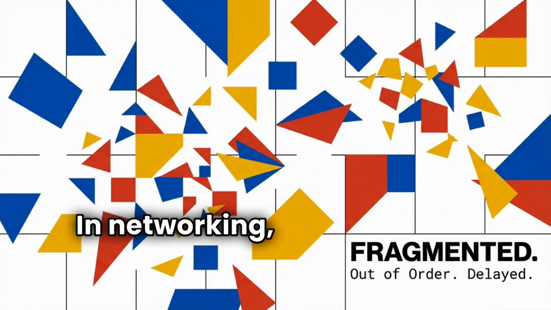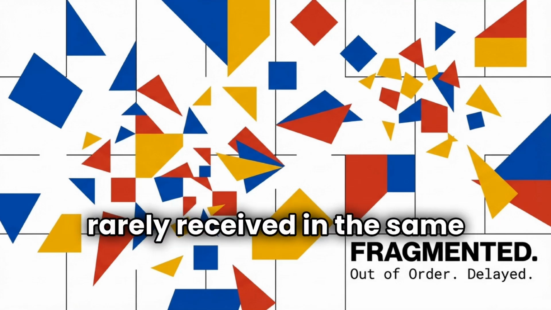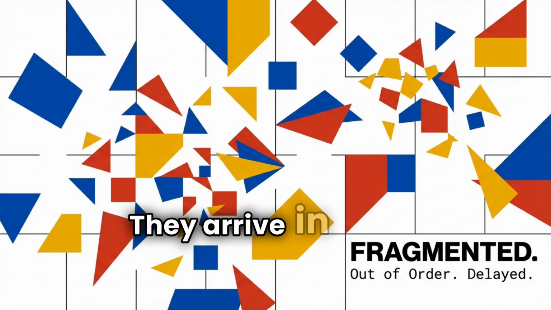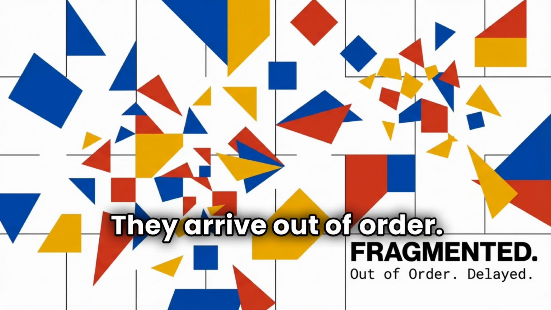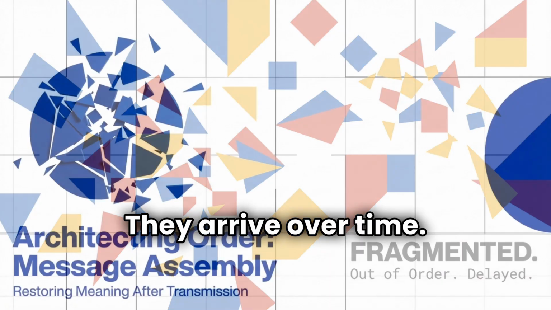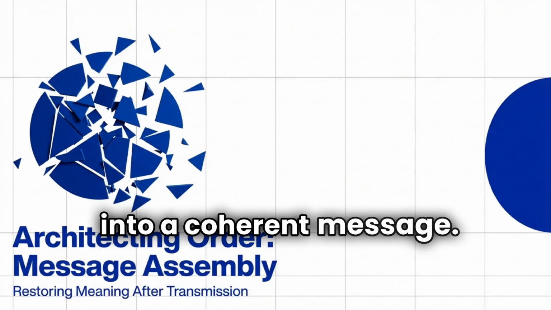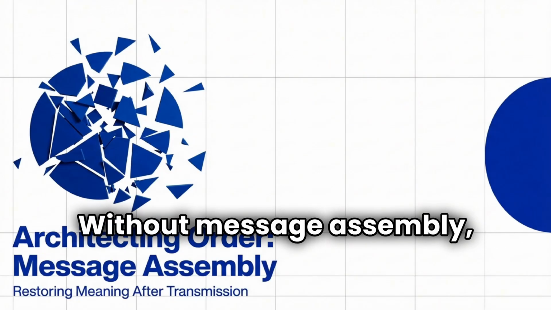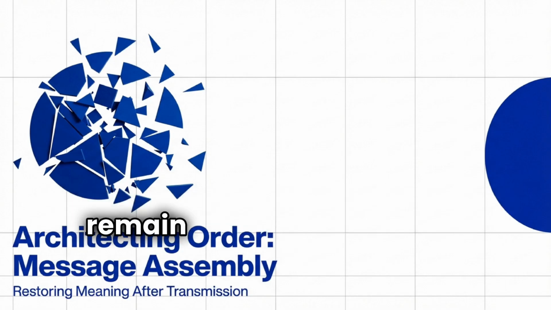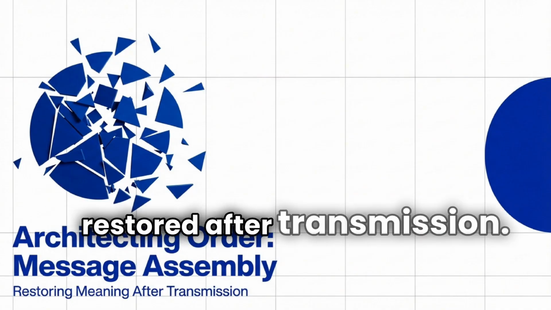In networking, messages are rarely received in the same form they were sent. They arrive in pieces. They arrive out of order. They arrive over time. Message assembly is the process that turns those pieces back into a coherent message. Without message assembly, fragmented communication would remain forever incomplete. Assembly is how meaning is restored after transmission.